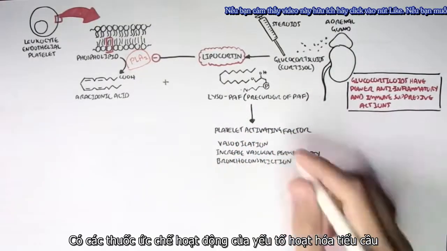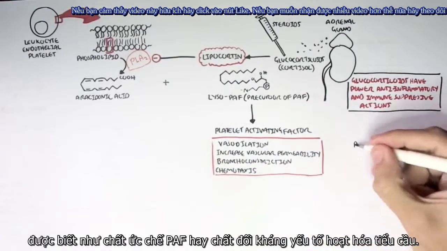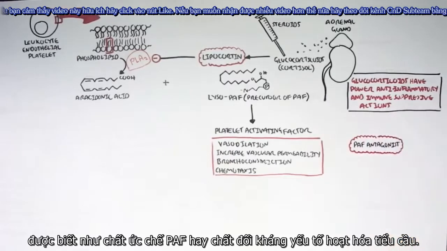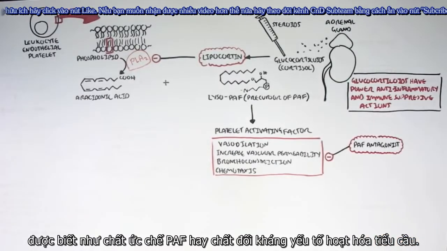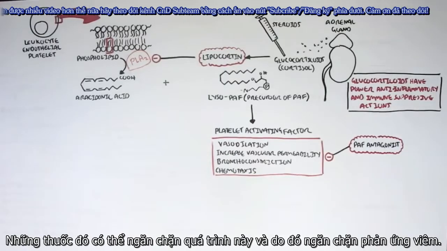Now, there are drugs out there that inhibit platelet activating factor activity, known as PAF inhibitors or platelet activating factor antagonists. So there are those drugs that can prevent this and thus prevent inflammation.